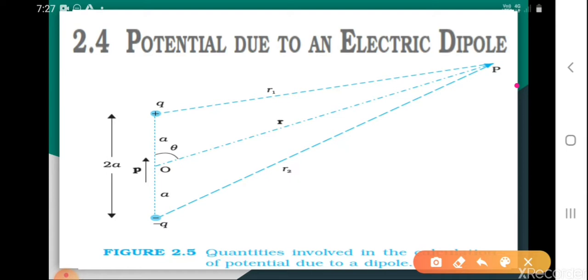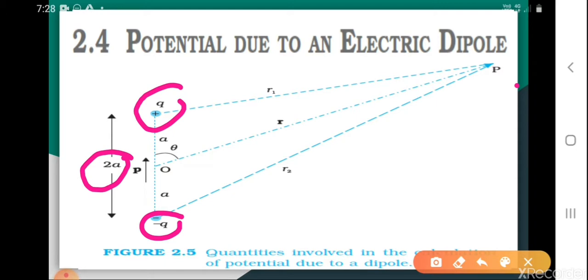We have considered a dipole which consists of plus q and minus q. They are separated at a small distance 2a. We have considered a point O, the center of the dipole. The direction of the dipole moment is p. The angle between the point P and the direction of the dipole moment is theta.